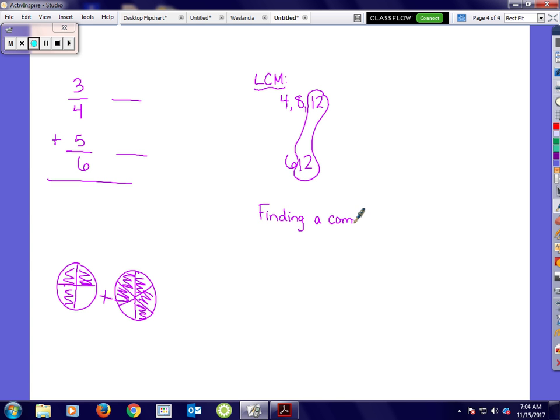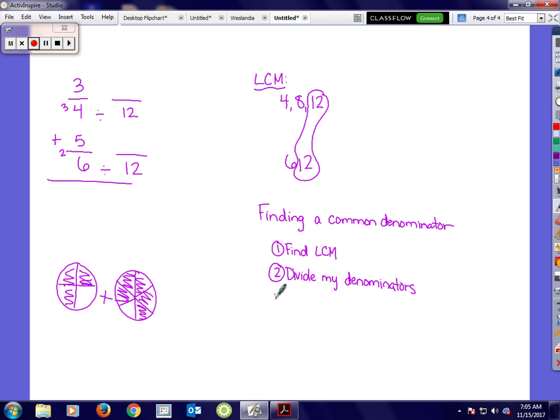Let's write the steps down so we have them when we're practicing in class. So to find a common denominator, step 1, find the LCM, which we did. I'm going to put that in my denominator spot because that's my new denominator. Next, I need to divide my denominators. So 12 divided by 6 is 2. I'm going to put a 2 right there. 12 divided by 4 is 3. I'm going to put a 3 right there, just to help me remember. Pretty soon you're going to know this regularly and you're not going to have to write them there.